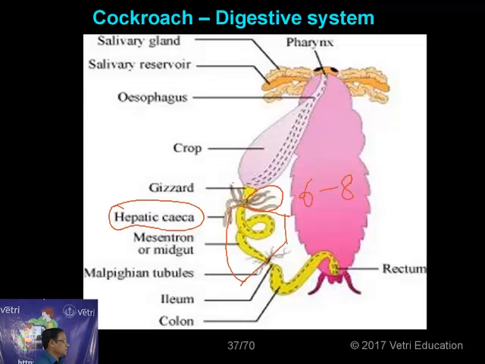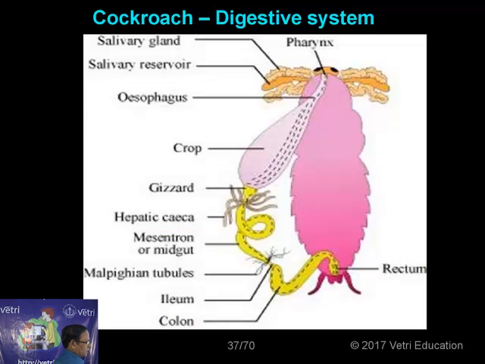Now the mesenteron, otherwise called the midgut, is followed by the hindgut. The hindgut is divisible into ileum, colon, and rectum. It is slightly dilated when compared to the mesenteron. At the junction of the mesenteron and hindgut, we have thin, filamentous, yellow colored structures numbering about 100 to 150. These structures are concerned with excretion. They are called the malpighian tubules.